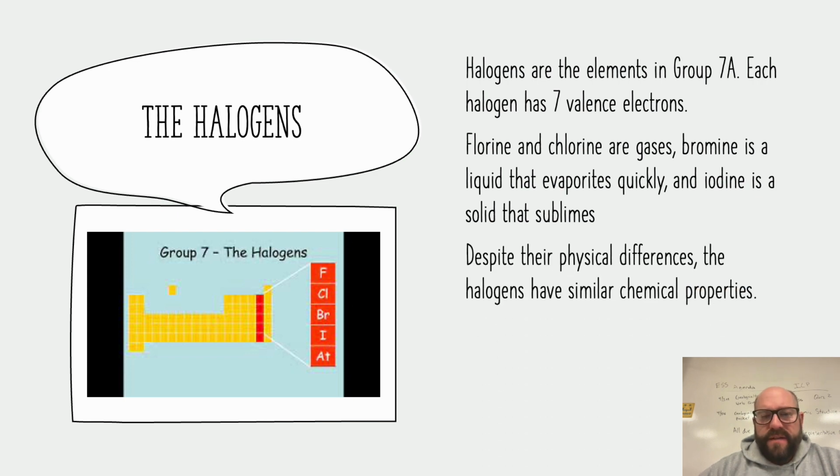Despite their physical differences, the halogens have similar chemical properties. They are highly reactive nonmetals, with fluorine being the most reactive, chlorine a close second. Halogens react easily with most metals. Fluorine compounds are used to prevent tooth decay. Some nonstick pans are coated with a fluorine compound.